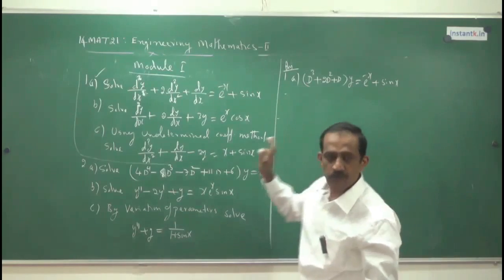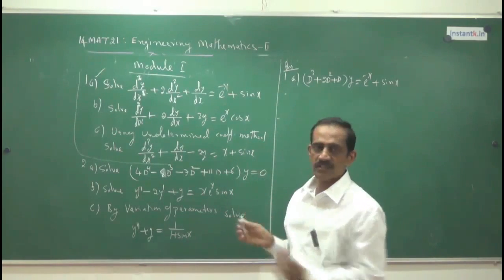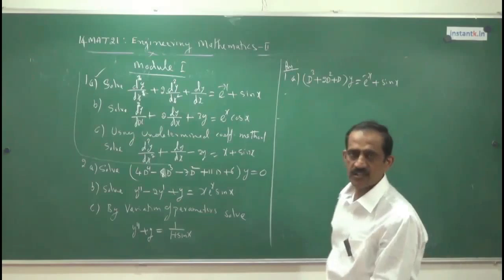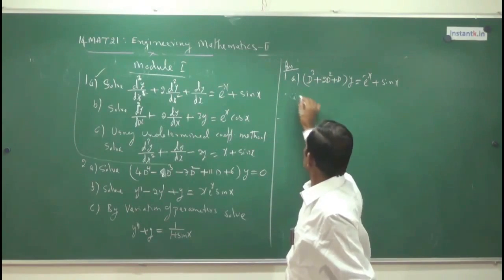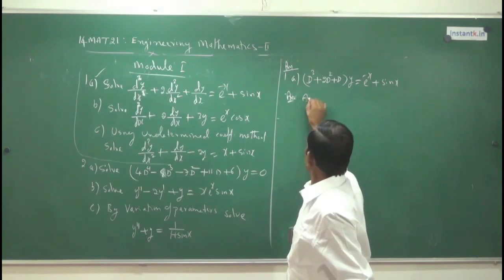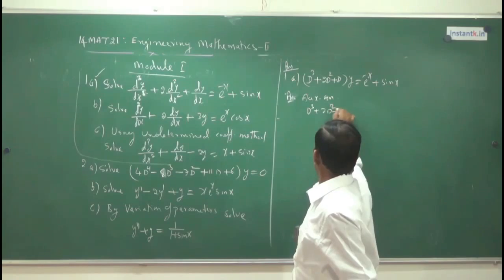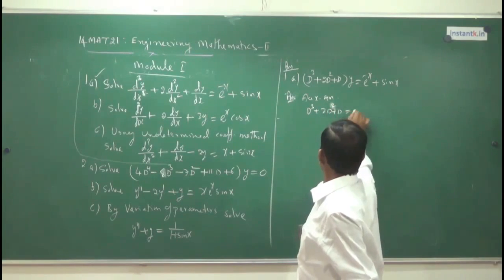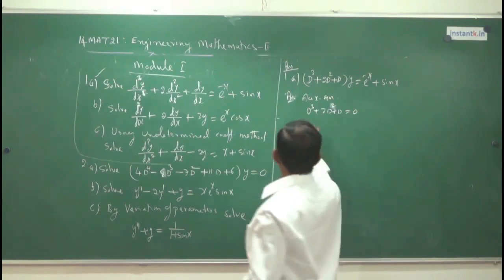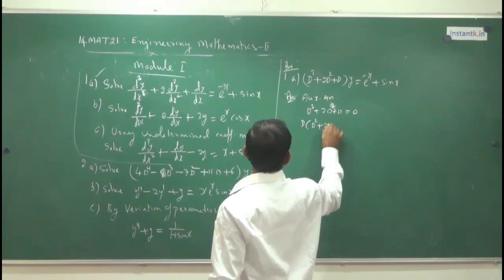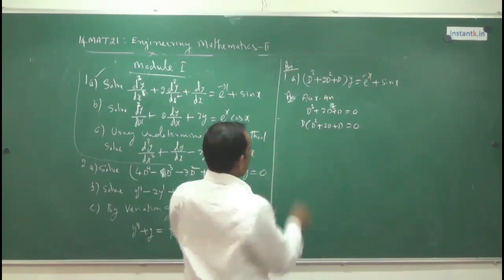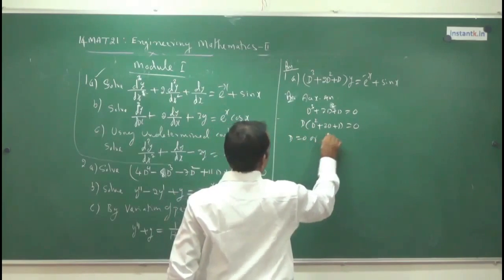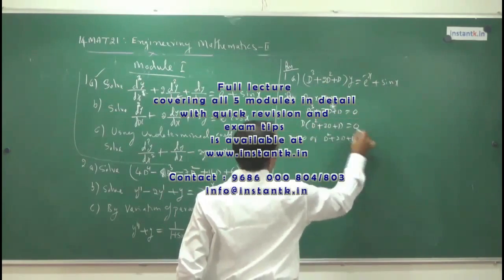Now what is the first step you have to do? Whenever it's asked to solve a differential equation, first you have to get the auxiliary equation. Auxiliary equation means equate f of D to 0. That is, auxiliary equation is D cubed plus 2D squared plus D is equal to 0. Here D is common, I can take outside. So we get D (D squared plus 2D plus 1) is equal to 0. So this shows either D is equal to 0 or D squared plus 2D plus 1 is equal to 0.